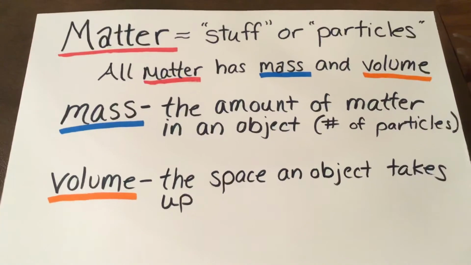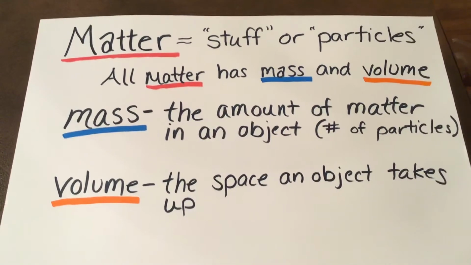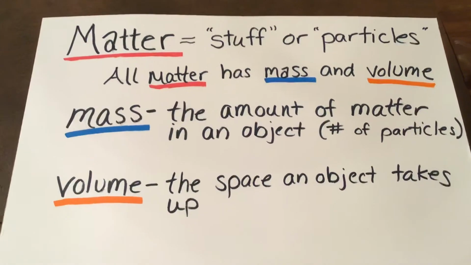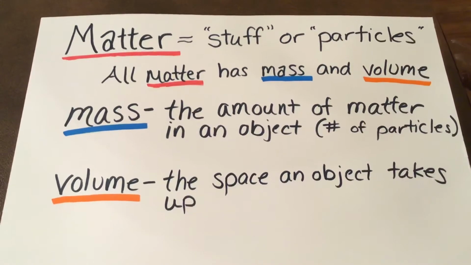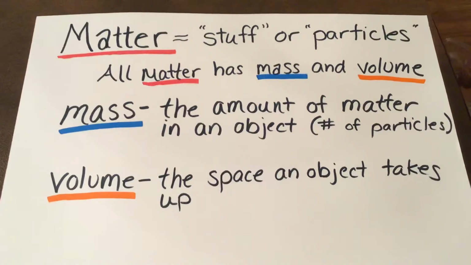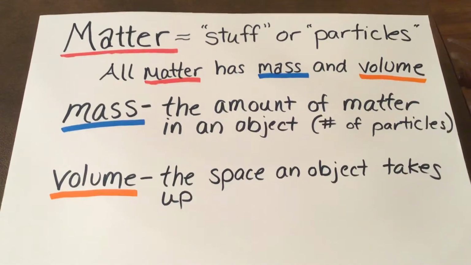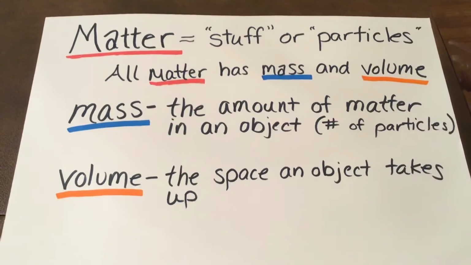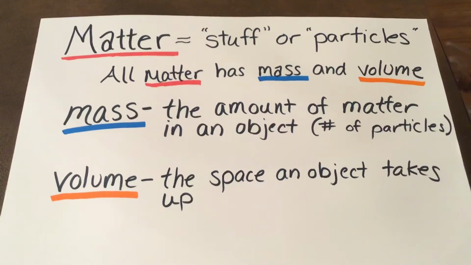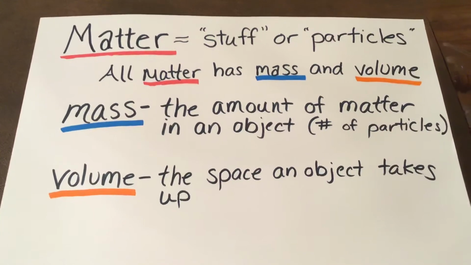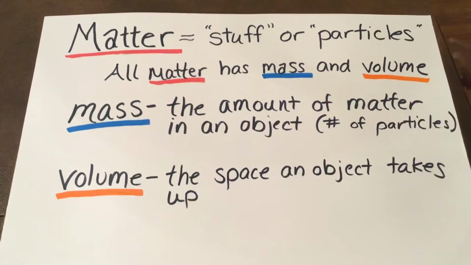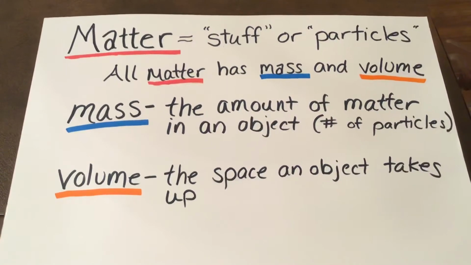So the definition of matter is the amount of stuff or particles in an object. One thing about matter is that all matter has both mass and volume. I want to go over these definitions to make sure you understand the difference and what these mean. Mass is the amount of matter in an object, so the number of particles. Volume is the space an object takes up.